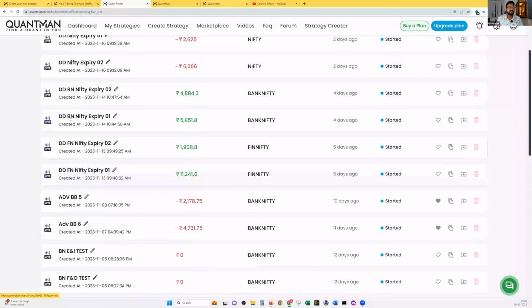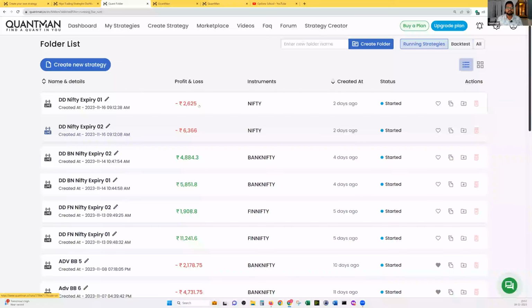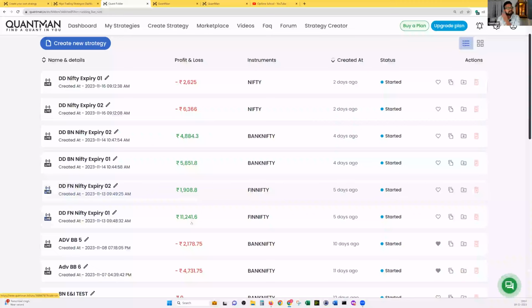In Nifty, you see I lost 6,000, 2,000, and here 4,000-5,000 profit, and 1,000, 2,000 and 1,200 rupees of profitability over here. This is only on the expiry day. I'm doing 3 expiry days, and Midcap will be added shortly in Quantman. So I'll be doing the other one, Midcap Nifty, and then I'll be skipping the Friday session. This is the plan I have personally.